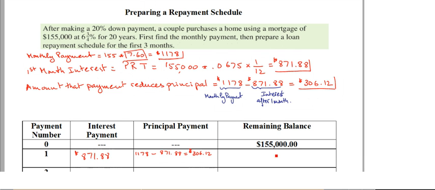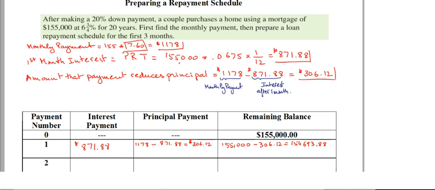So the remaining balance, since this is the only amount paid for the principal at the first month, will be whatever they owe from before minus 306.12, and that's going to give them 154,693.88.